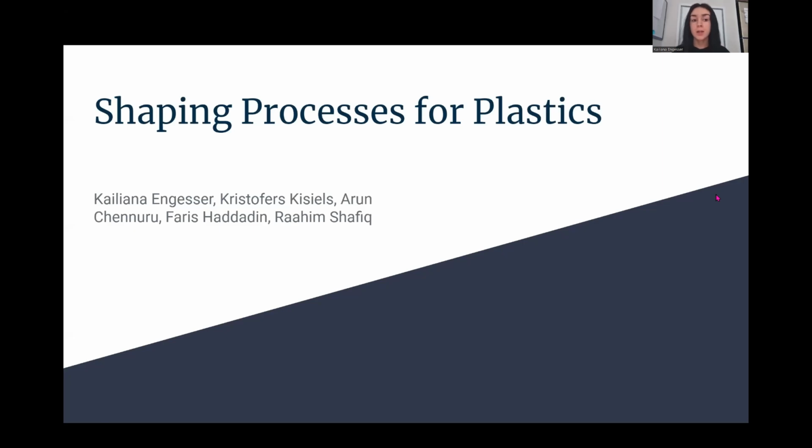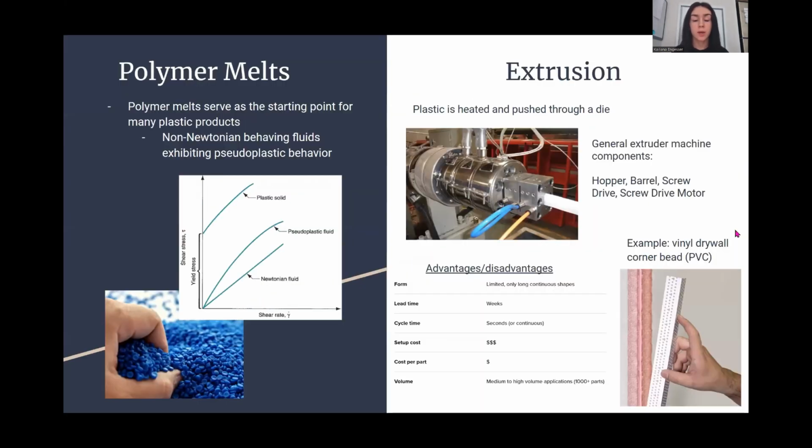Hey everyone, here we are going to be covering shaping processes for plastics. So to start things off, we have polymer melts, which serve as the starting point for many of our plastic products. They are non-Newtonian behaving fluids, which exhibit pseudoplastic behavior.